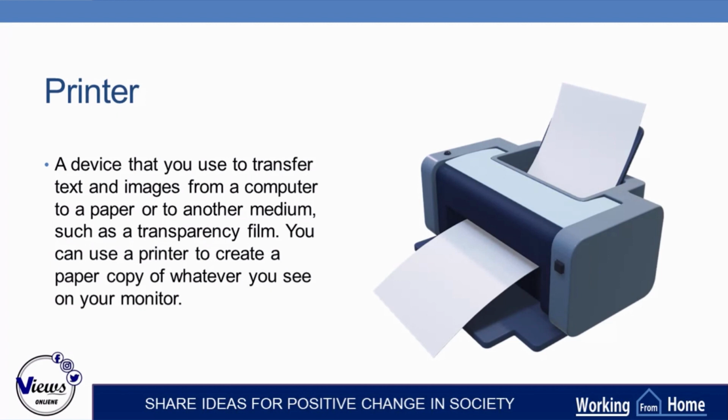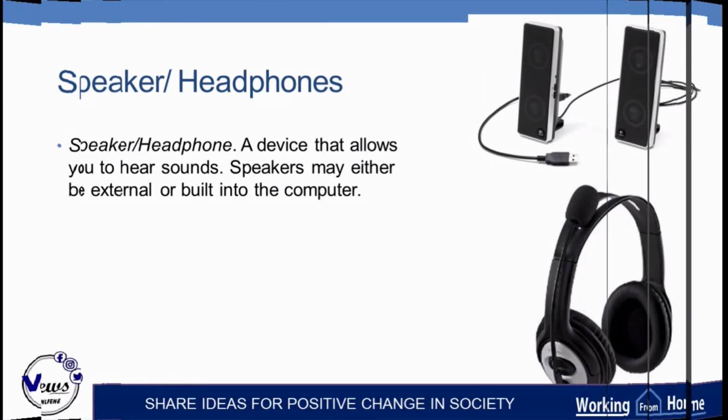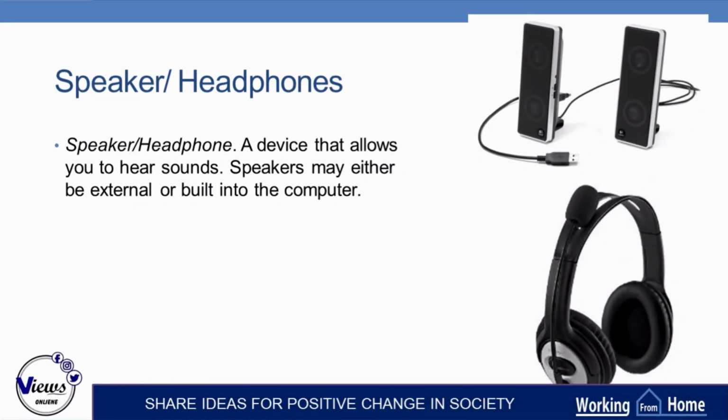Printer: a device that you use to transfer text and images from a computer to paper or another medium, such as a transparency film. You can use a printer to create paper copies of whatever you see on your monitor. Speakers, headphones: a device that allows you to hear sounds. Speakers may either be external or built into the computer.